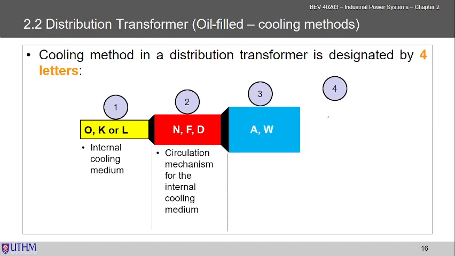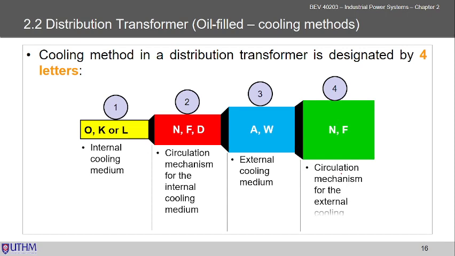The external. Okay, so this is the external cooling medium. So you have A and W. A is the air and W is the water. Air means we use the natural air to cool down as a medium. And number 4 is the circulation mechanism for external. So these two are external, and 1 and 2 are the internals. This is the circulation mechanism to cool down the mediums, as stated in 3.